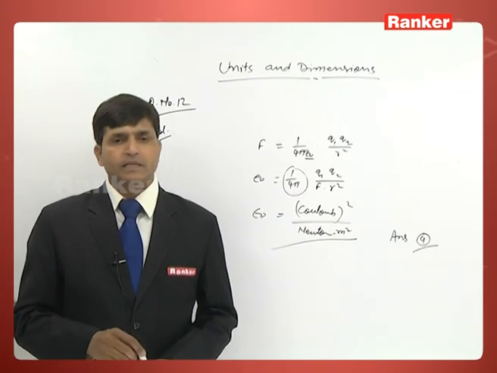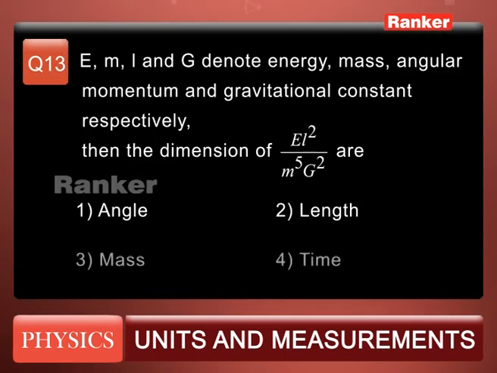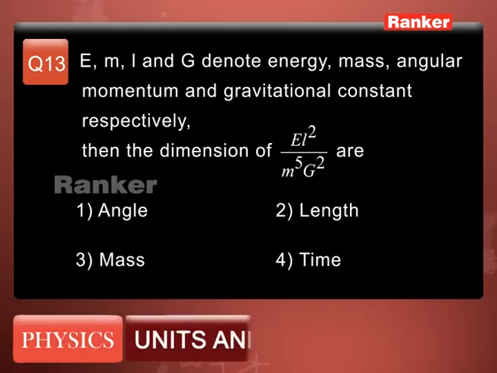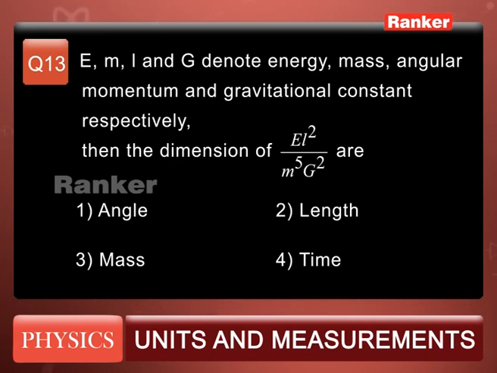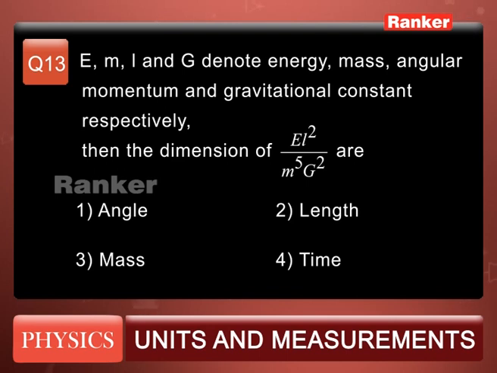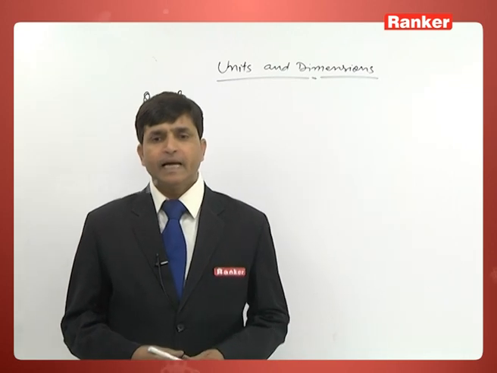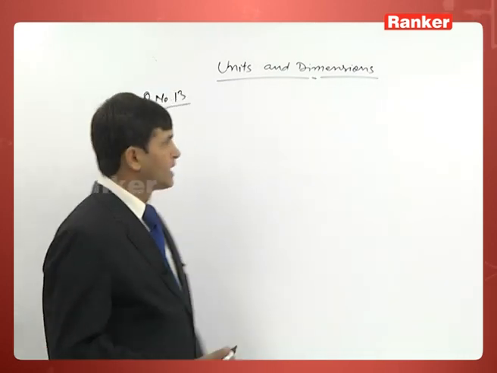Now come to question number 13. In question number 13, capital E, small m, L and G denote energy, mass, angular momentum and gravitational constant respectively. Then the dimension of E L square by m to the power 5 into G square is: first, angle; second, length; third, mass; and fourth, time. So we have to find the dimension of E L square by m to the power 5 G square.